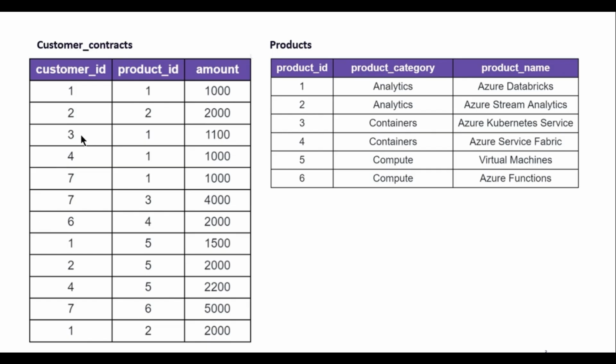Similarly, if we see for the customer ID 3, there is only one product purchased for the customer ID 3, that is the product ID 1.